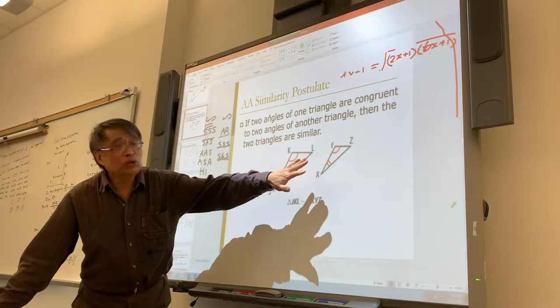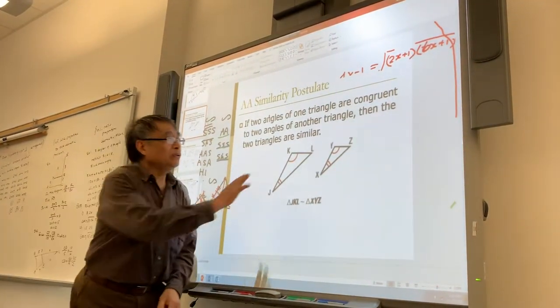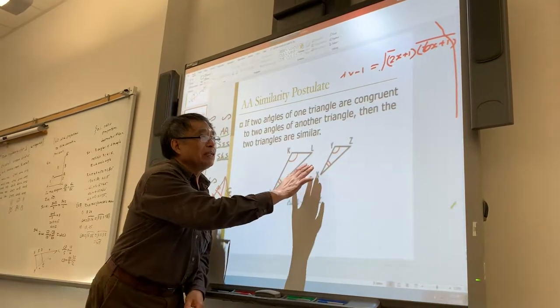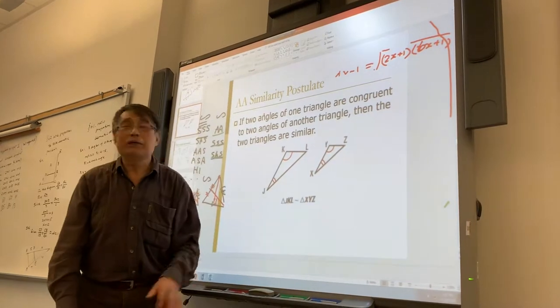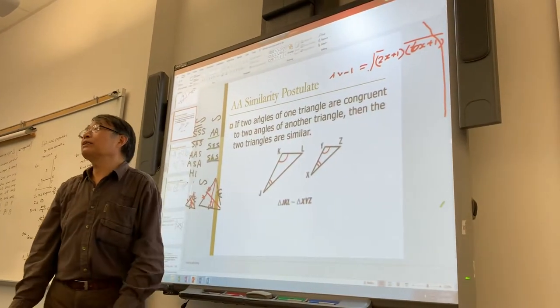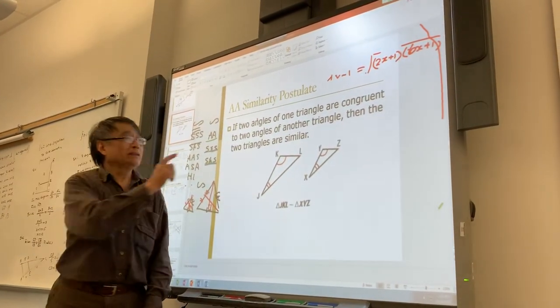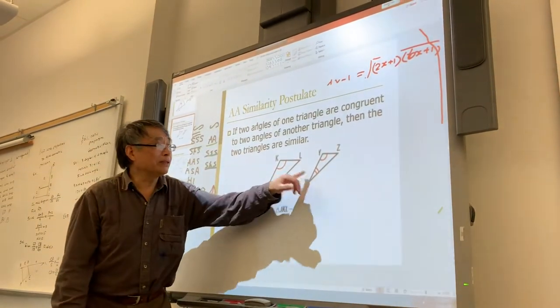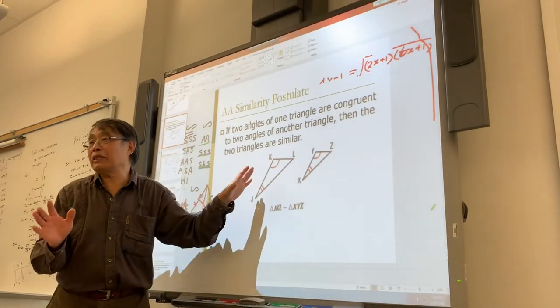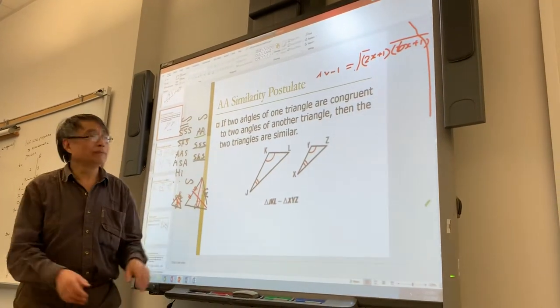First, if two angles of one triangle are congruent to two angles of another triangle, those two triangles are similar by the AA angle postulate. So this angle congruent, this angle congruent, it's enough. They are similar.